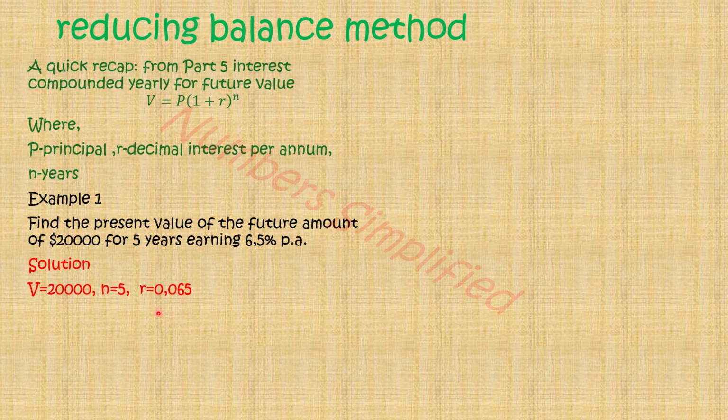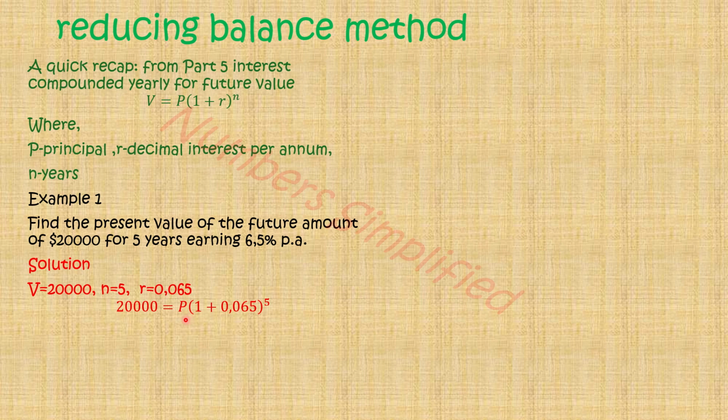So now, the solution. We know that the V is 20,000, which is the future value. And also we have the N, which is the number of years, 5. And also the interest rate, 0.065. We have expressed this interest rate in terms of decimals. So that's another way of expressing the interest, especially using the formula we have. Now, substituting for the values that we have, we are going to have that.